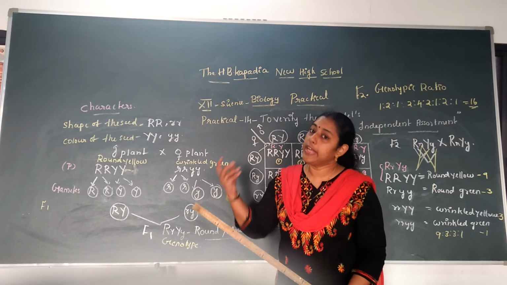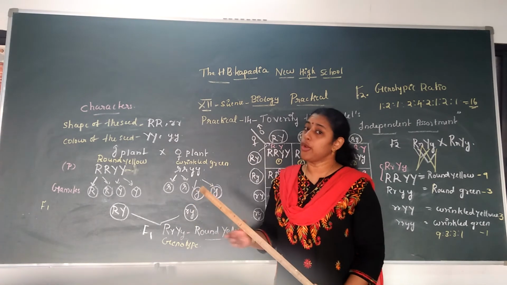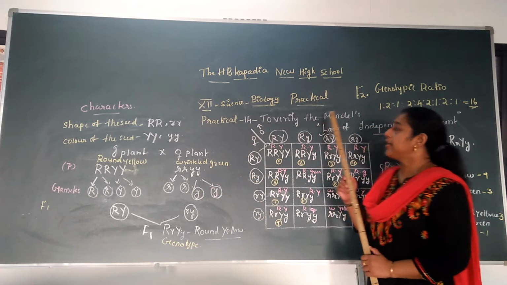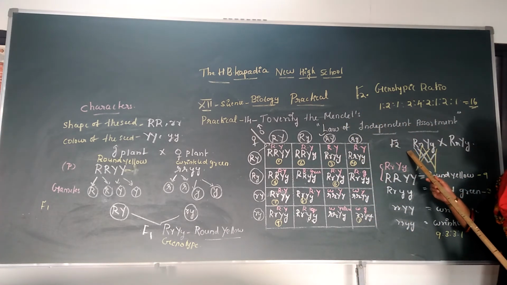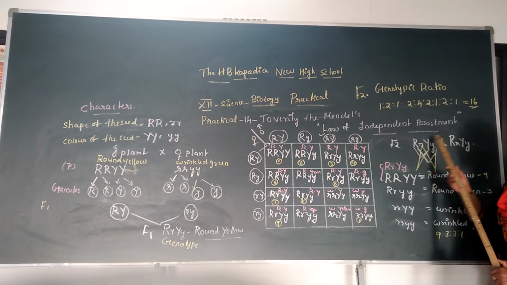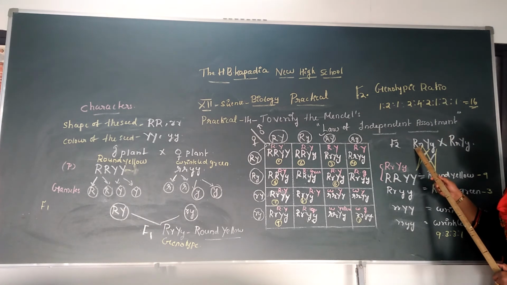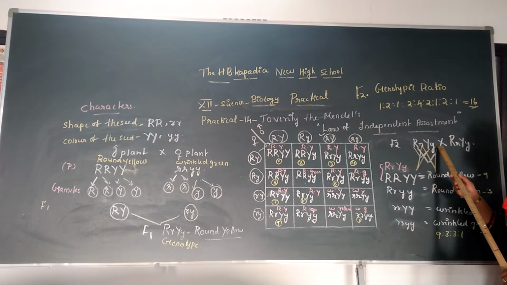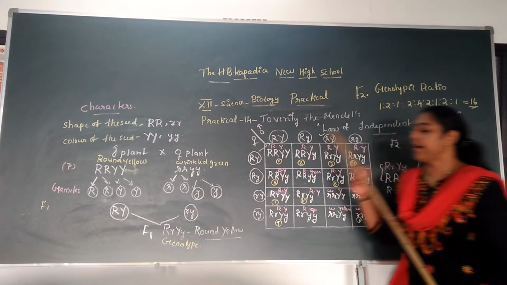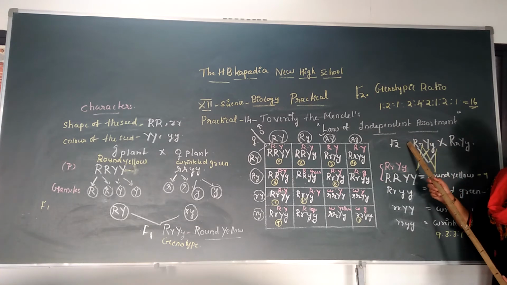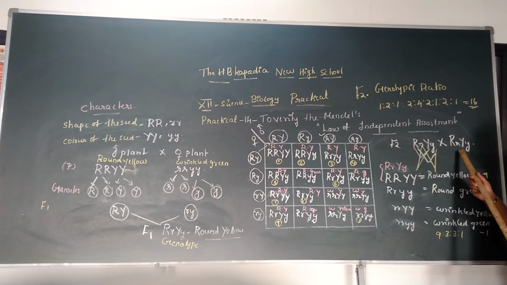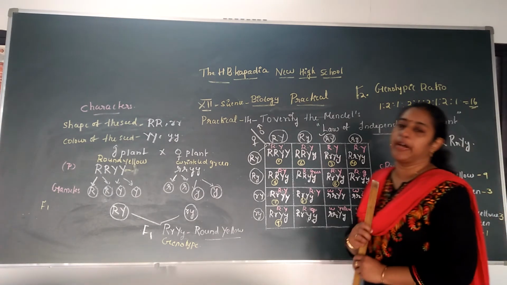Now we have to calculate F2 generation. So how to calculate F2 generation? For F2 generation we have to take two F1 plants. So these are the two F1 plants. One is a male plant and another one is a female plant. The male plant, what is the character? Capital R, small r, capital Y, small y. Okay, the same character that we have taken here. Capital R, small r, capital Y, small y. This is a male plant. This is crossed with the female plant. What is the female plant? That is capital R, small r, capital Y, small y.